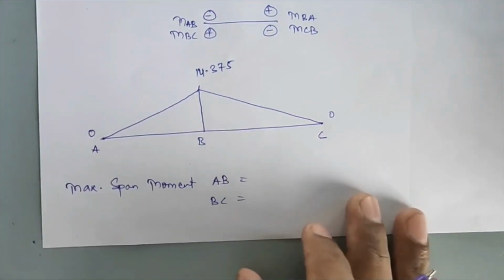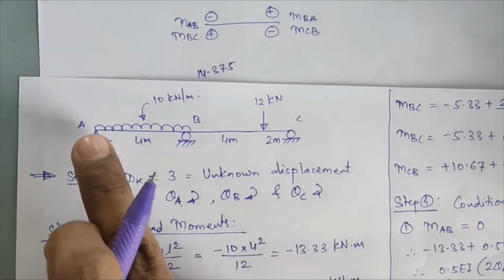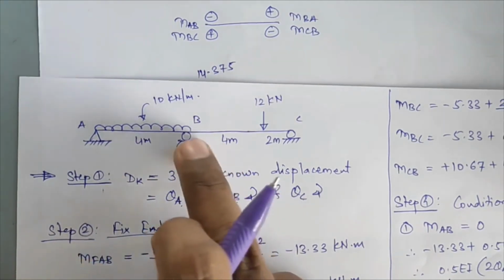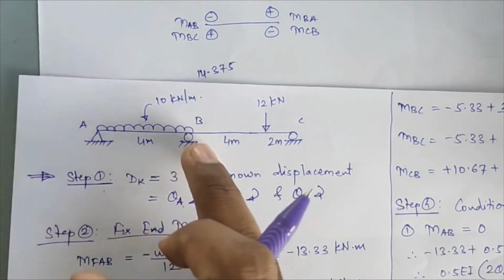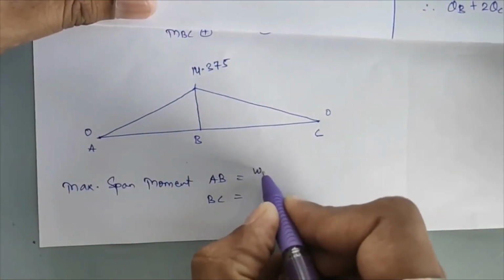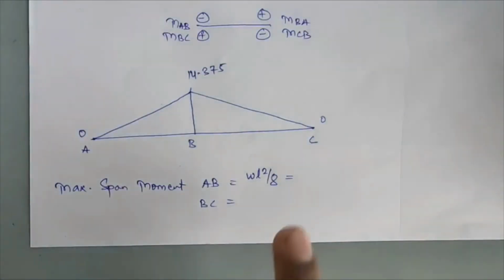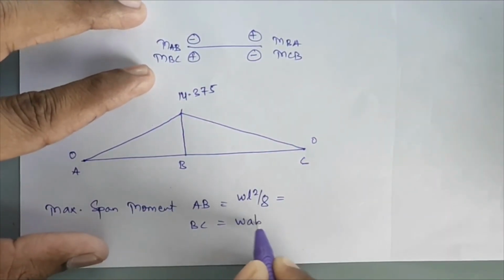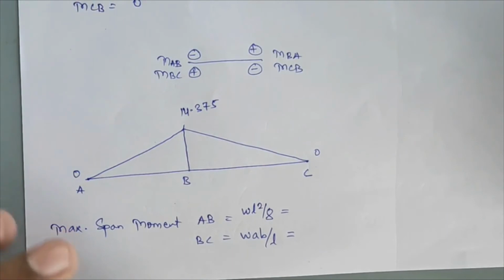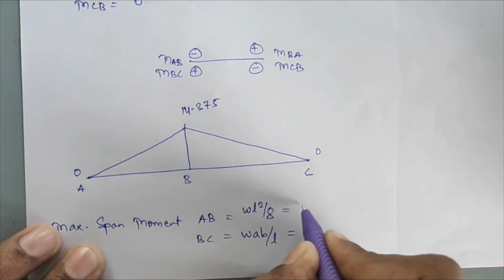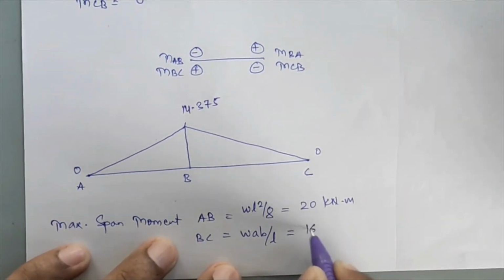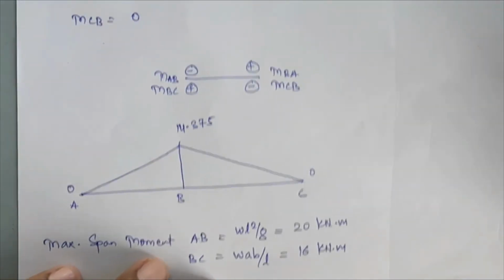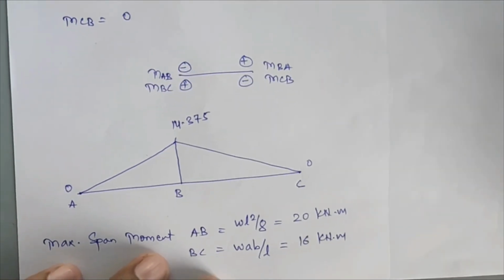Okay, so if you observe the loading in spans AB and BC, AB is completely loaded with UDL and BC is loaded with a point load at a non-uniform distance. So the maximum span moment in your member AB will be WL square divided by 8, and same way in span BC for the point load you will get that value equal to WAB divided by L. If you solve for these two values, WL square by 8 is equal to 20 kilonewton meter, and WAB by L will be equal to 16 kilonewton meter, where a will be 4 meter and b will be 2 meters.